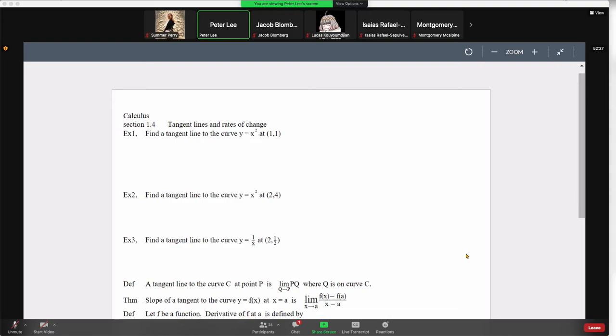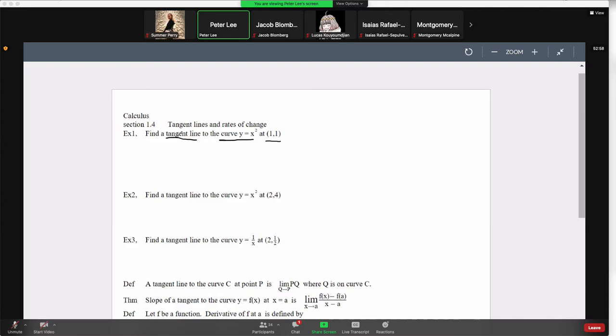So now let's start section 1.4. Find the tangent line to the curve y equals x squared at (1, 1). So I want you to understand the grammar here. Whenever we talk about a tangent line, it is always a tangent line to a curve at a point. In order to talk about a tangent line, we need a curve and we need a point on the curve. In this case, our curve is y equals x squared, and the point on the curve is (1, 1), and we want to find the tangent line.